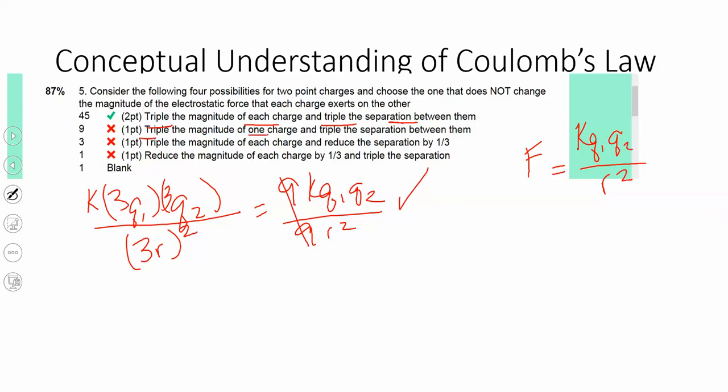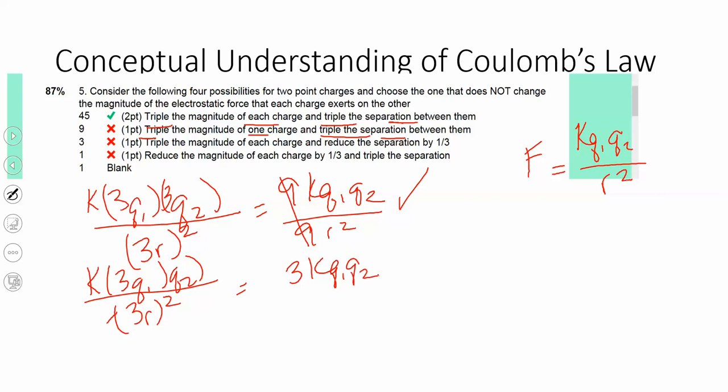Triple one charge and triple the separation. So k3Q1Q2 over (3r) squared gives you 3kQ1Q2 over 9r squared. Well, that doesn't work. This gives us 1/3 of our original force.